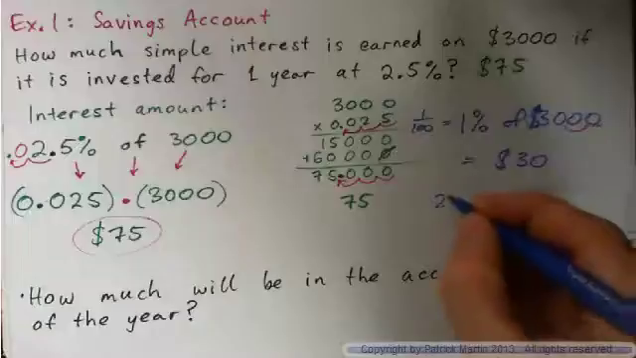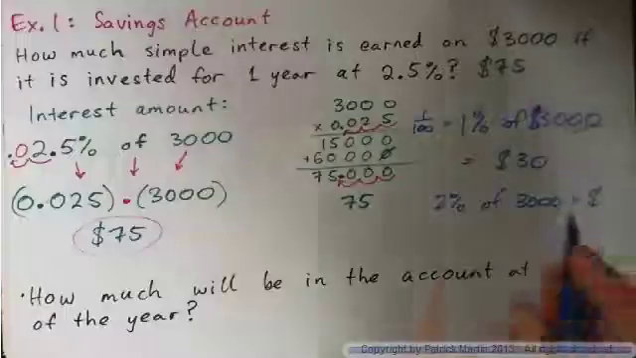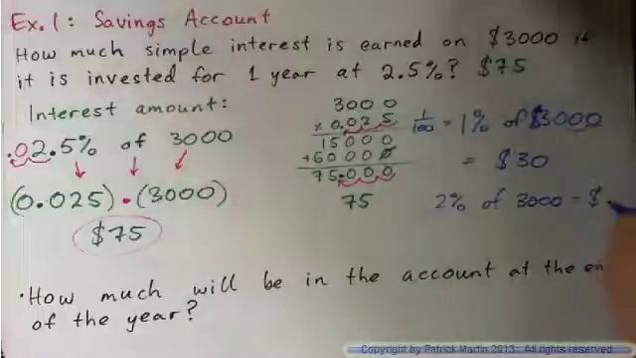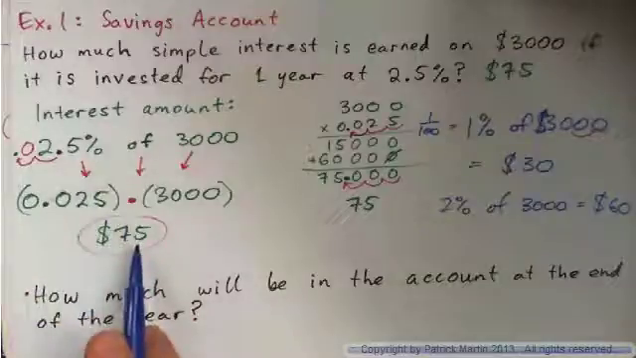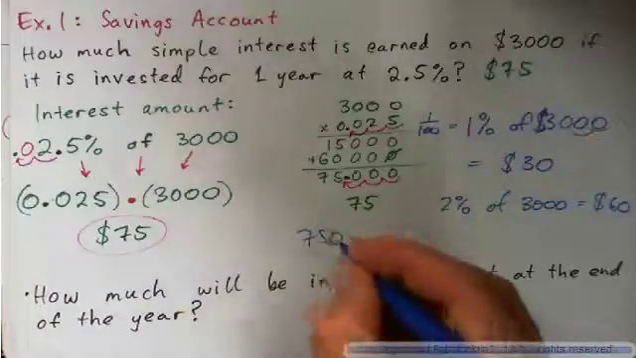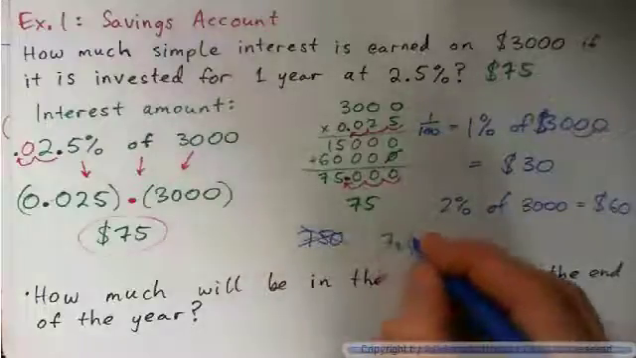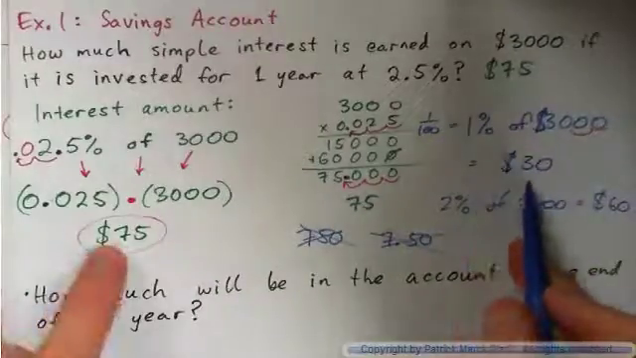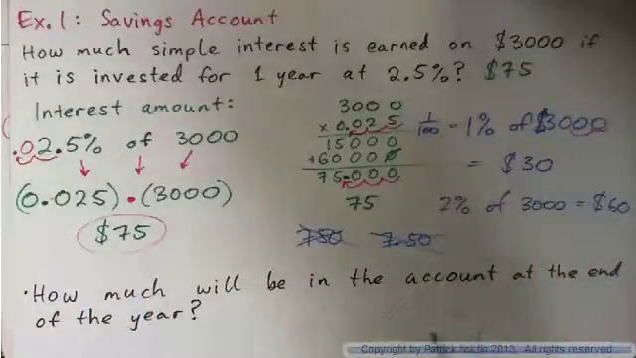So 2% of the 3,000 would be equal to what? If 1% is $30, what's 2%? 2% of 3,000 is $60. So 2.5% is 75. That looks right, doesn't it? That's just in case you put down something like 750, which would obviously be wrong, or $7.50, which would be wrong too. If 1% is $30, you can see the ballpark figure where you should be. 2.5 times 30 would be about 75.